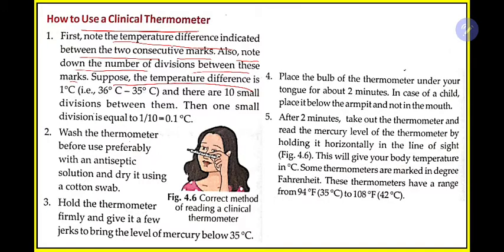Okay, so first what you need to do is identify the temperature difference. For example, this is a thermometer and here are 10 marks. Okay, this is 5, this is 10. So that means in between there are 5 marks: 6, 7, 8, 9, in this way. So you need to learn properly how many divisions there are, so that you can read it properly.